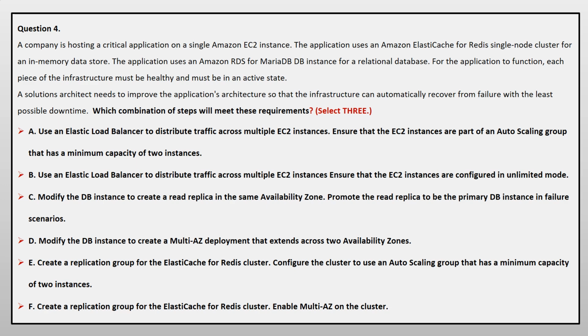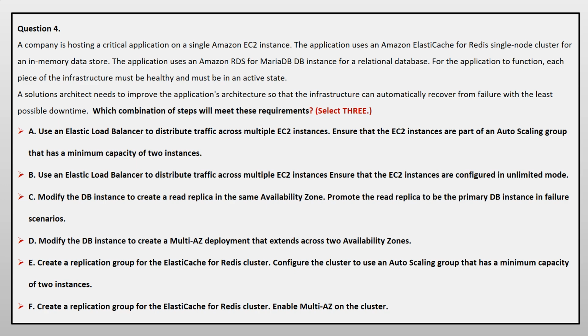A. Use an Elastic Load Balancer to distribute traffic across multiple EC2 instances. Ensure that the EC2 instances are part of an Auto Scaling group that has a minimum capacity of 2 instances. B. Use an Elastic Load Balancer to distribute traffic across multiple EC2 instances. Ensure that the EC2 instances are configured in unlimited mode. C. Modify the DB instance to create a read replica in the same Availability Zone. Promote the read replica to be the primary DB instance in failure scenarios.